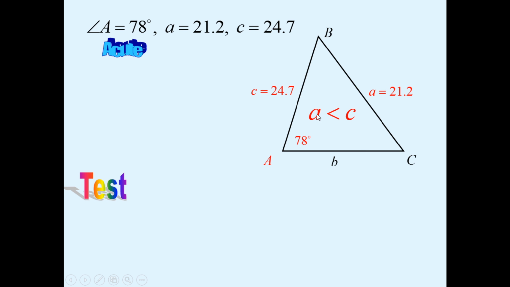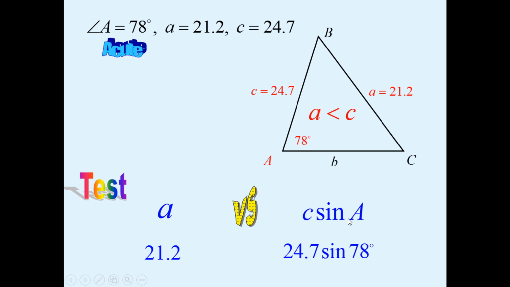So one thing we need to find out is the height of this triangle. Let's make a perpendicular segment from vertex B to segment AC. You see that's a perpendicular segment, and that would be the height of the triangle. So let's find the height right here. So a versus c sine A. Just plugging in numbers, c sine A is 24.7 times sine of 78, and that would give you 24.16. So obviously a is less than c sine A.